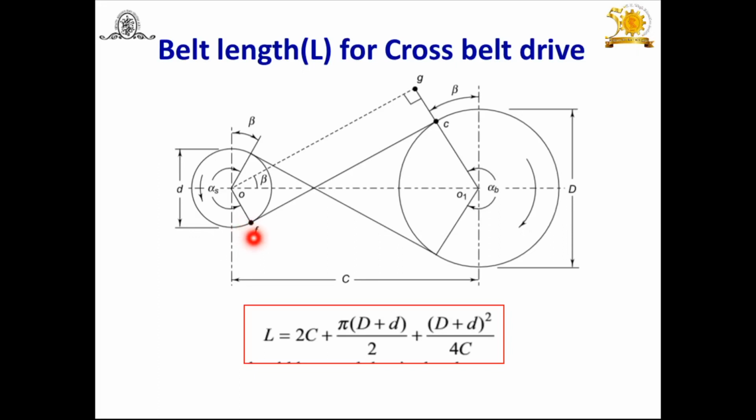And again for the length of the cross belt drive, we have to consider the arc from F up to this point, then this length, then this arc, and then again this length, adding them. Taking the arc equal to R into theta, again here R into theta, and substituting this length and distance, we will finally get the belt length for cross belt drive. You can derive this expression like open belt drive. L is equal to 2C plus pi in bracket (capital D plus small d) by 2 plus (capital D plus small d) bracket square by 4C. Only there is one small change: instead of the negative sign, there is a plus sign in cross belt drive.